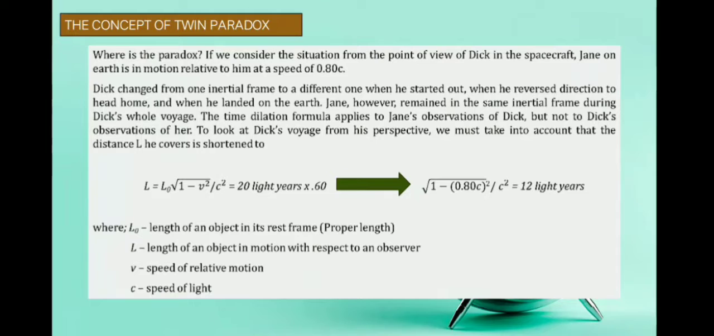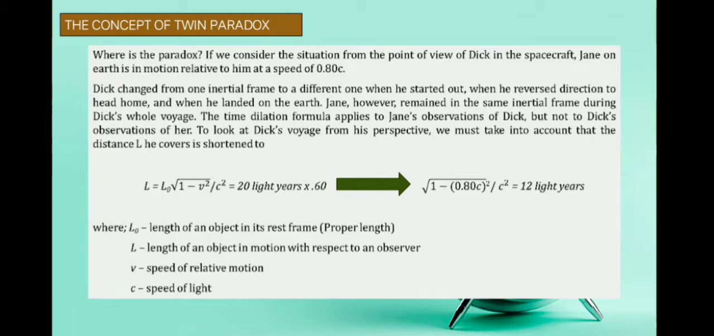Well, the two situations are not equivalent because Dick changed from one inertial frame to a different one when he started out, when he reversed direction to head home, and when he landed on Earth. However, Jane remained in the same inertial frame during Dick's whole voyage. The time dilation formula applies to Jane's observation of Dick, but not to Dick's observation of Jane.